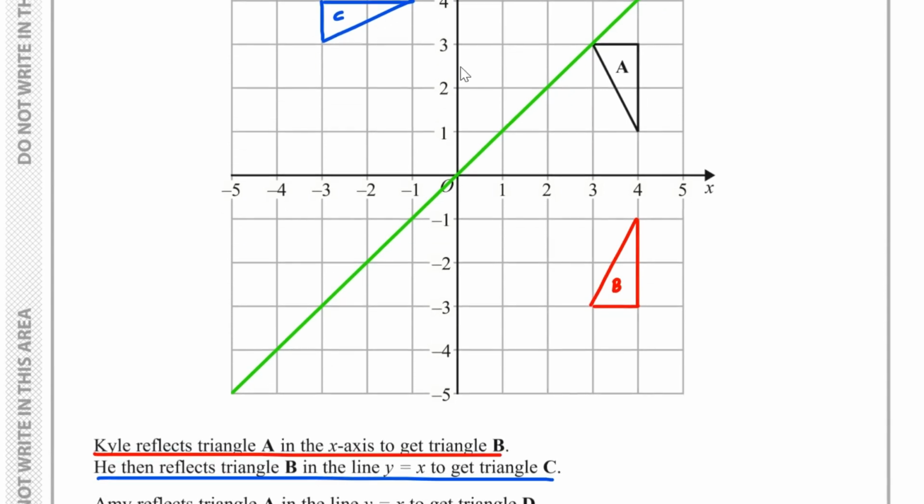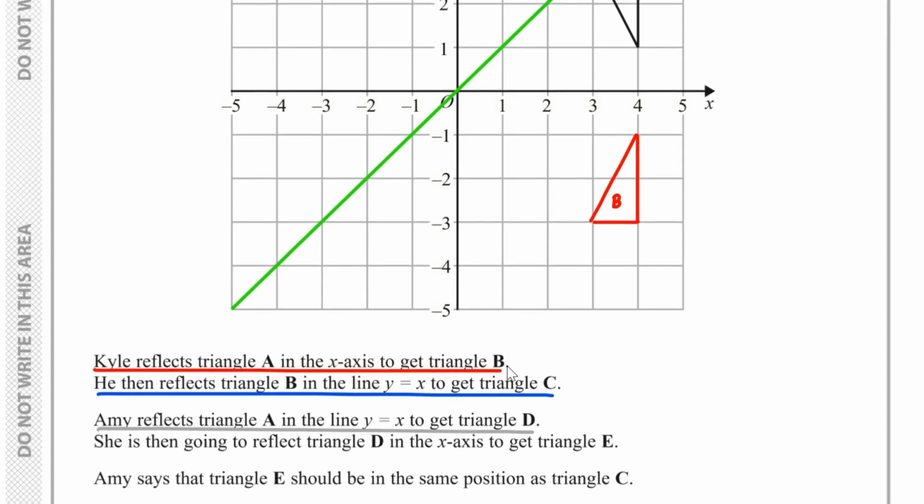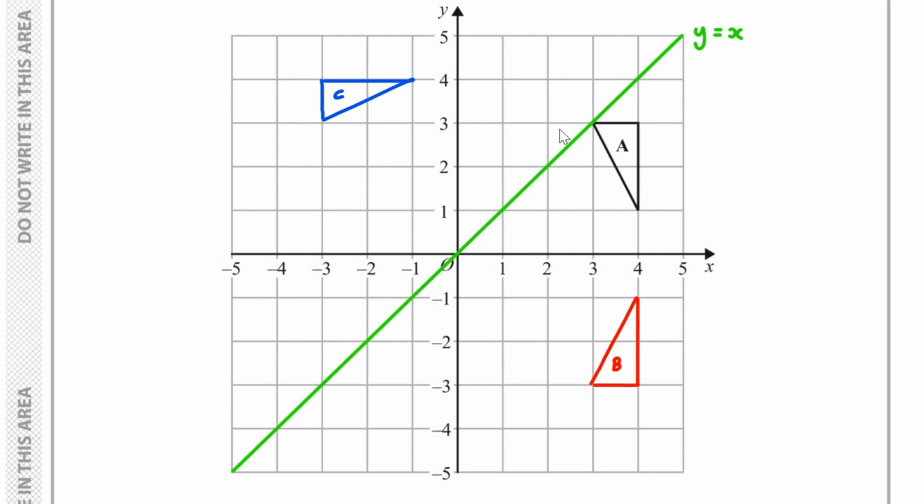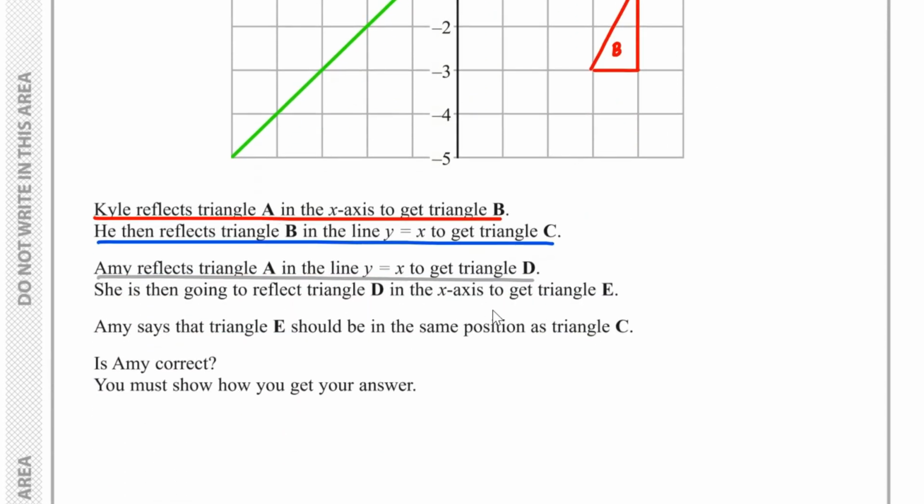Let's now take a look at what Amy said. Amy reflects shape A in the line y equals x to get shape D. So if we reflect shape A in the line y equals x, rather, if we reflect here, we get shape D. Then shape D is reflected in the x-axis to give shape E.